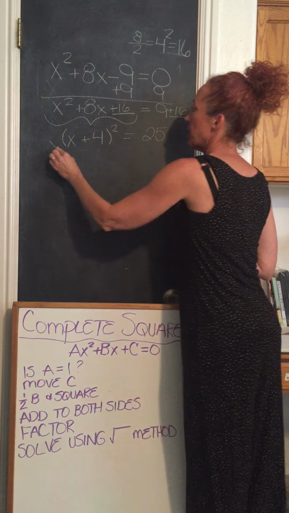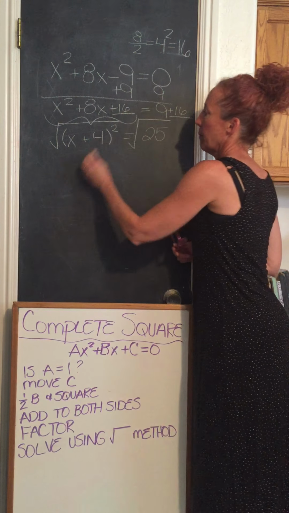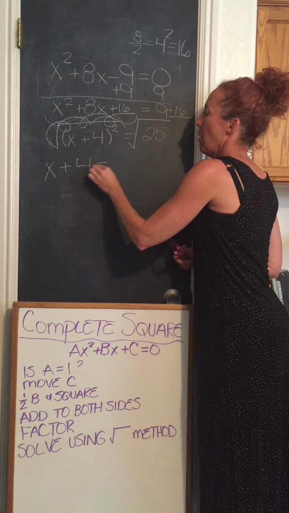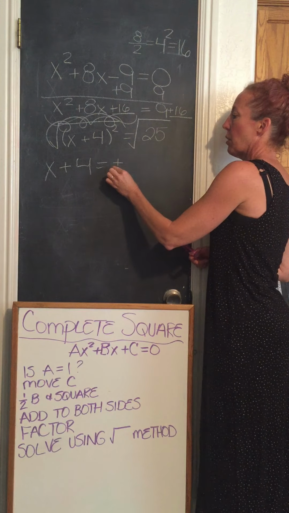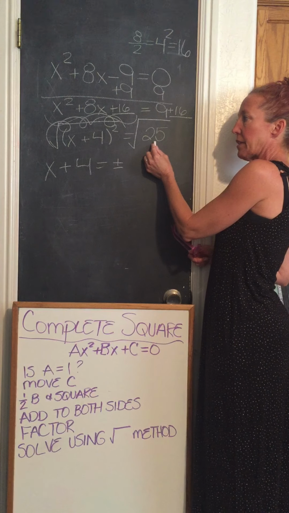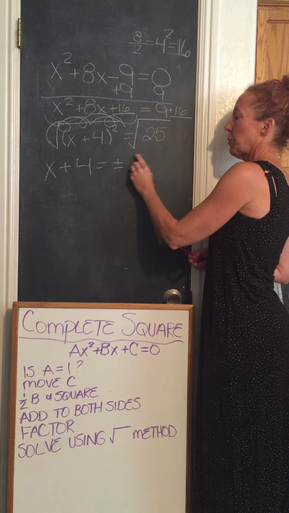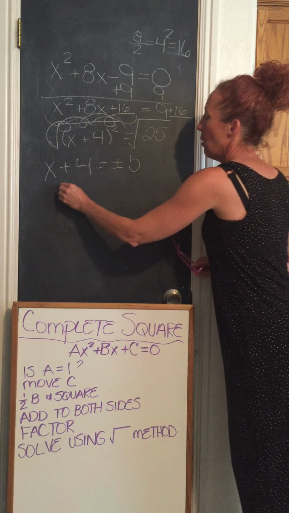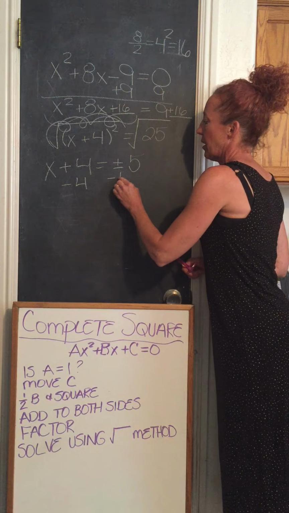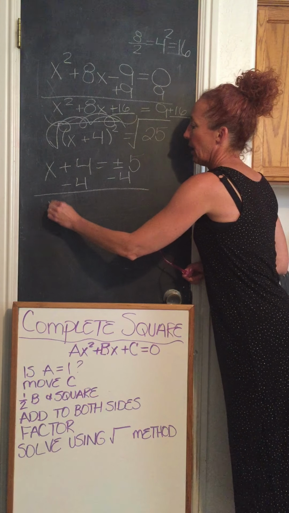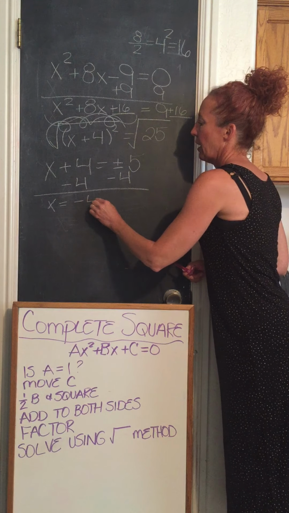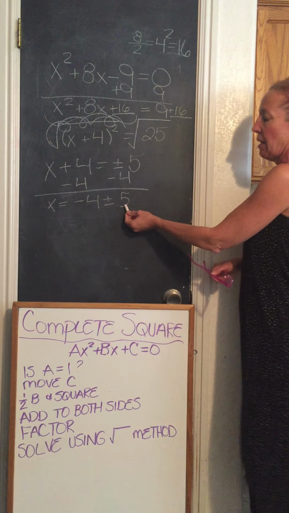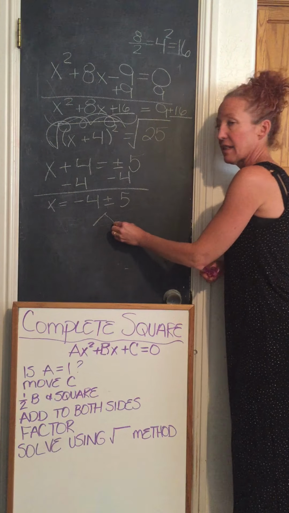Take the square root of both sides. This becomes x plus 4. On this side we have plus or minus, and since 25 is a perfect square, the square root of 25 is 5. So this one's going to have a few more steps to it. When we move the 4 to the other side, we get x equals negative 4 plus or minus 5. And since this is not a radical, we're going to split that.